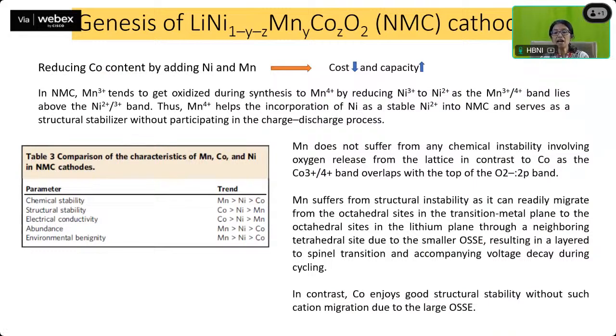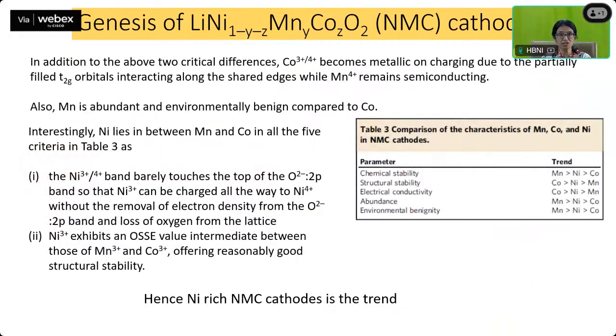Why? Because it can readily migrate from the octahedral site in the transition metal plane to the octahedral site in the lithium plane through a neighboring tetrahedral site due to the smaller octahedral site stabilization energy, resulting in a layered to spinel transition and accompanying voltage decay during cycling. In contrast to it, what happens? Cobalt enjoys a very good structural stability without such cation migration due to the large octahedral site stabilization energy.